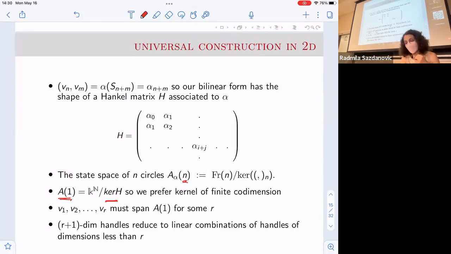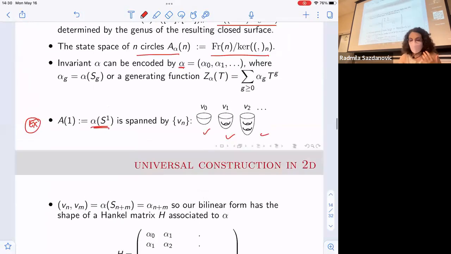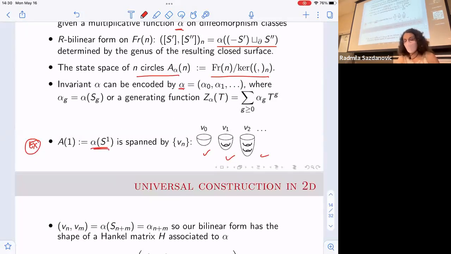If it's going to be of finite codimension, then we know that there's going to exist some number of these V_i's, let's say R of them, that span all of A of 1. And in that case, what does that tell you? Let's say R is 2. If you stop here, that means that any higher V_n is going to be expressed as some combination of V0, V1, and V2. So basically that gives us a skein relation, a way to get rid of all R plus 1 and higher dimensional handles and express them in terms of lower dimensional handles.